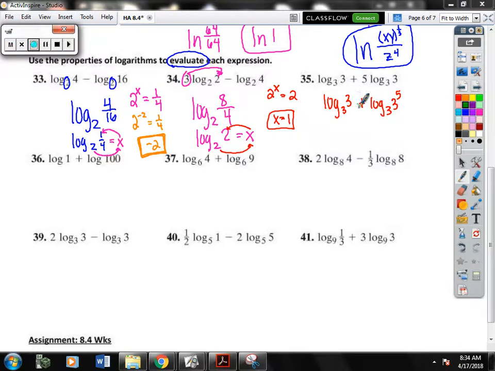Since you have 3 and 3 to the 5th, this is really 3 to the 1st, right? So whenever I multiply these together, I'm going to get 3 to the 6th.